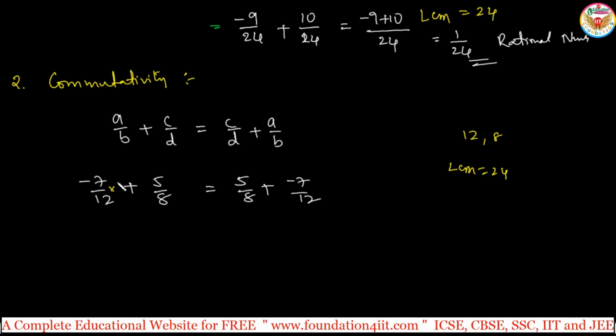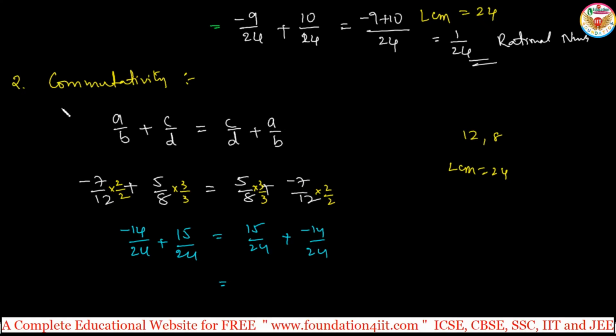So that I am showing here 2 by 2, and this is 3 divided by 3. Here also the same, 3 by 3 and 2 by 2. So if you simplify this, you should get the same answer on both sides. Minus 7 into 2, minus 14 by 24 plus 5 3s are 15 by 24. This is 5 into 3, 15 by 24, and minus 7 into 2 is minus 14 by 24.